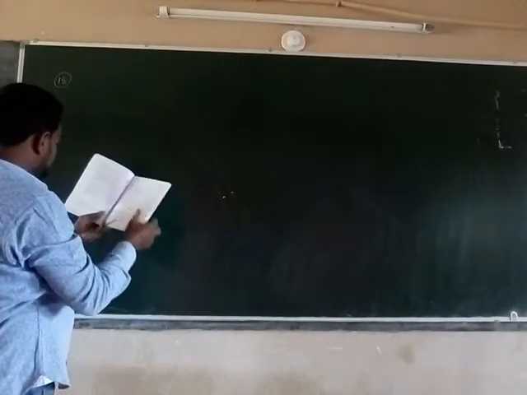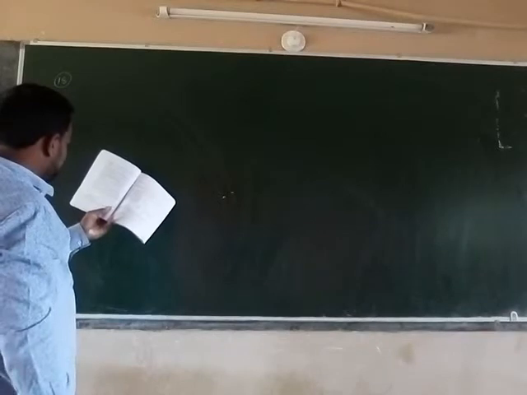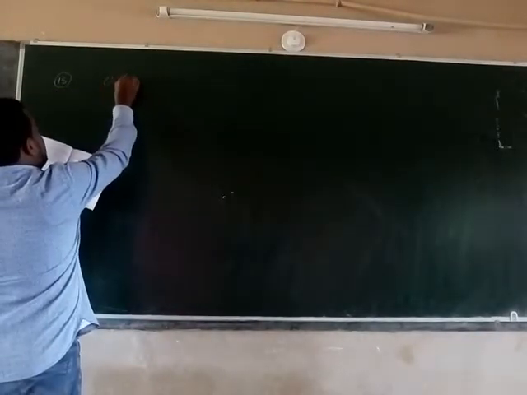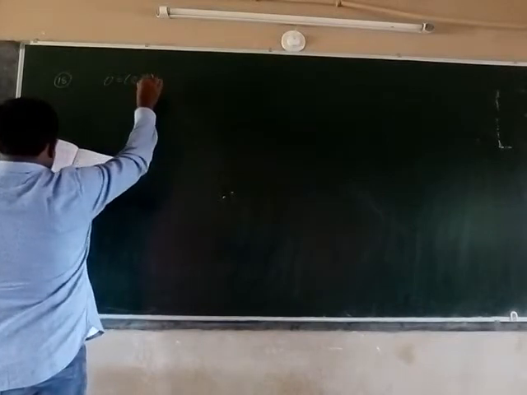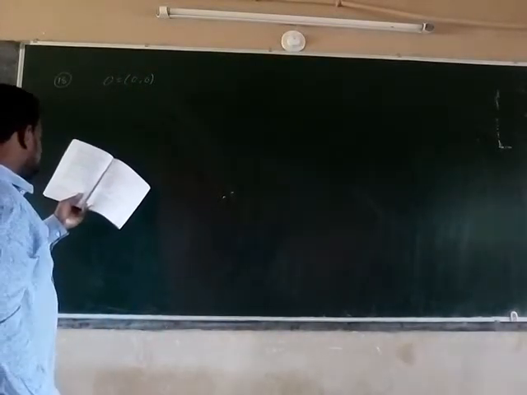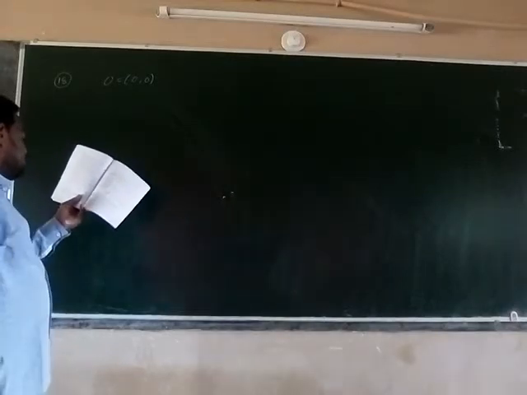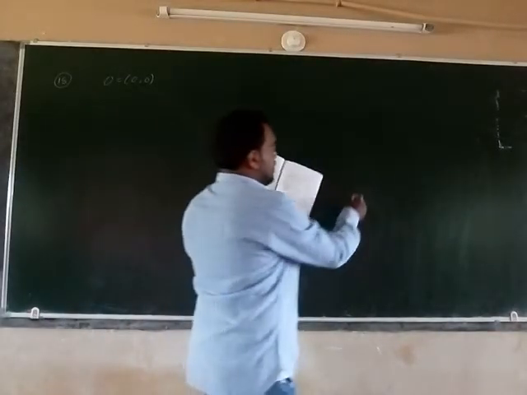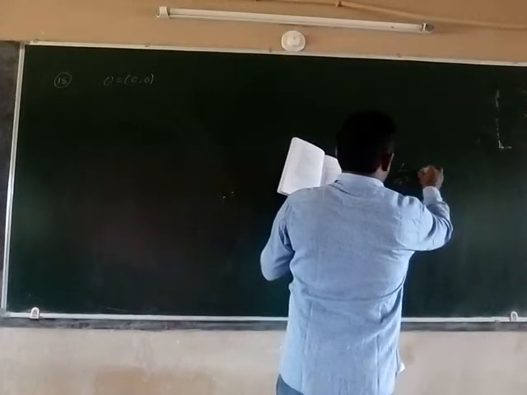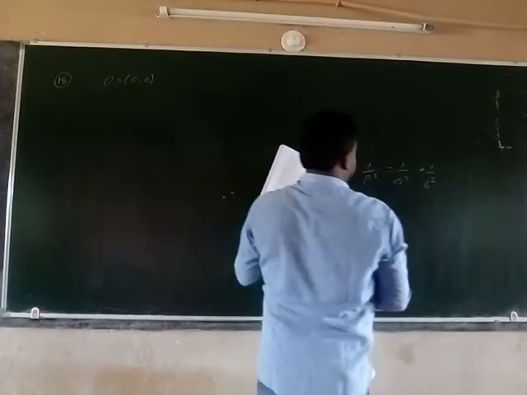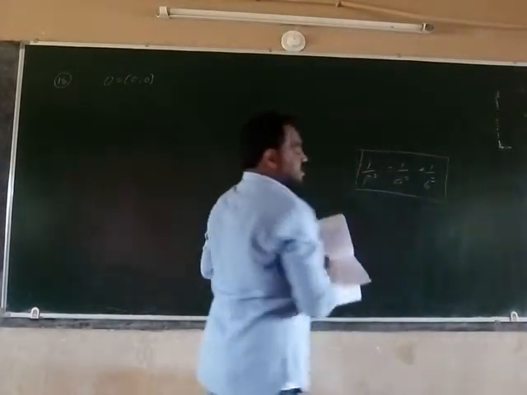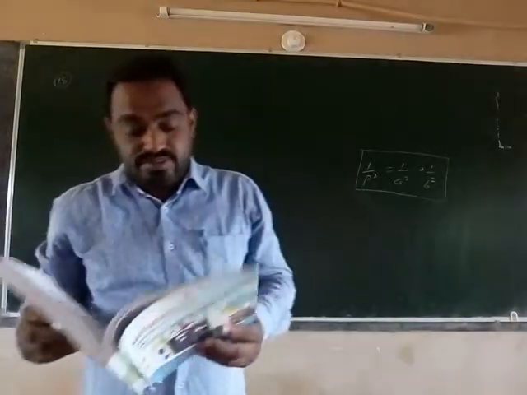18th question. If P is the length of perpendicular from origin to the line whose intercepts on the x-axis and y-axis are A and B, then show that 1 by P square is equal to 1 by A square plus 1 by B square.